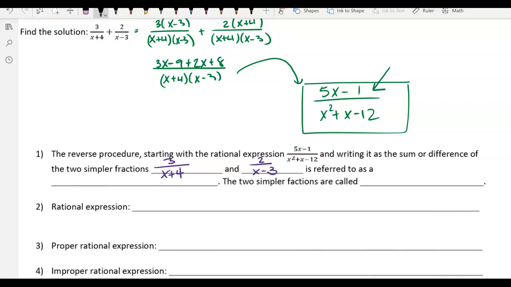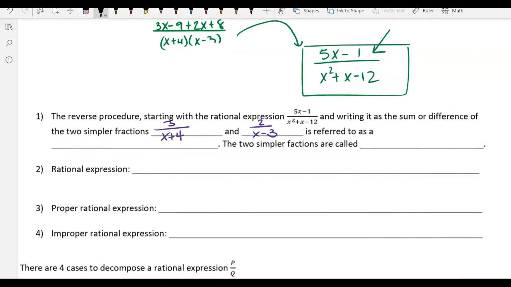It's referred to as a fraction or partial fraction decomposition. The two simpler fractions are called partial fractions.